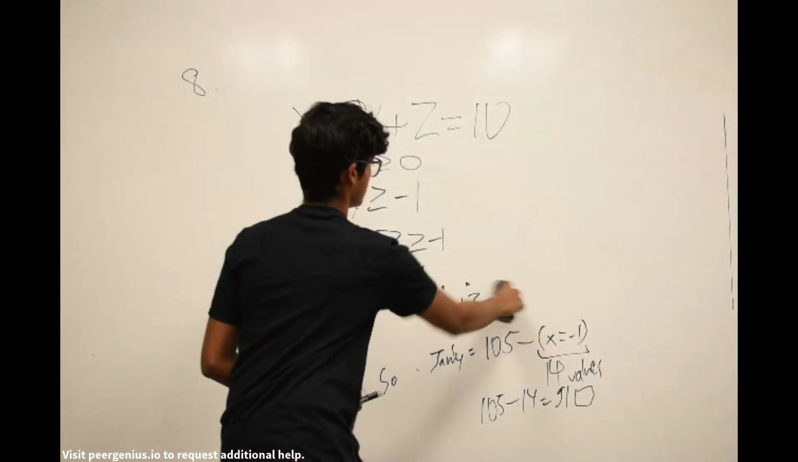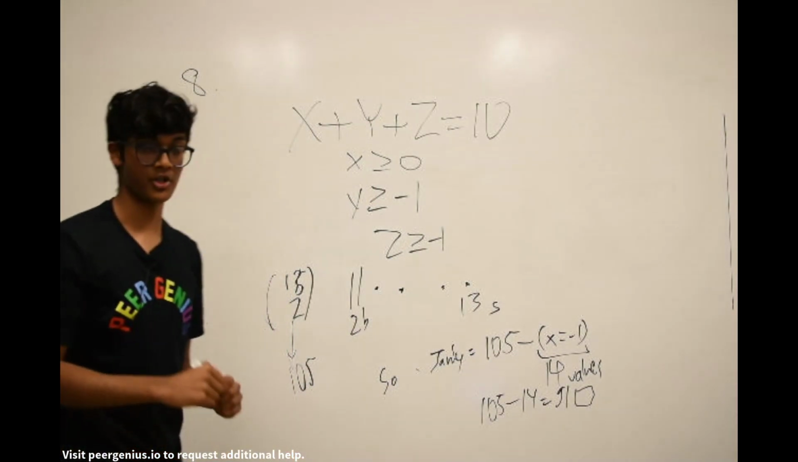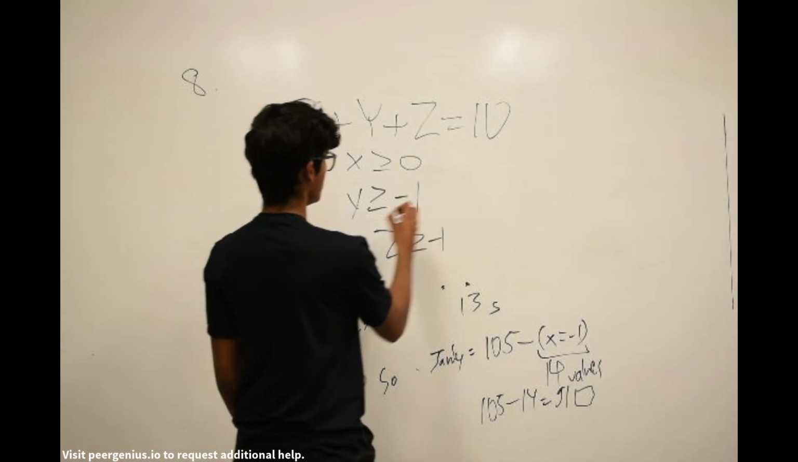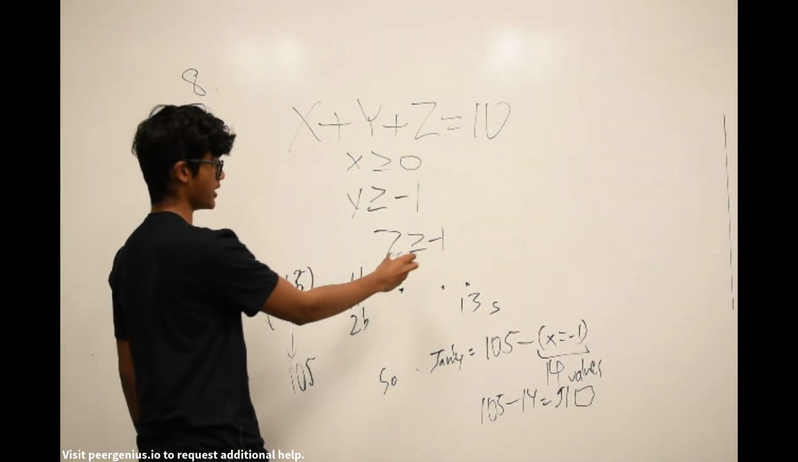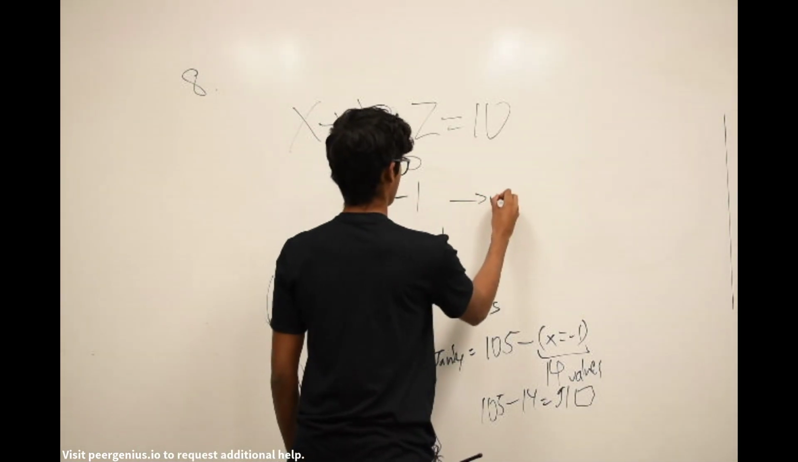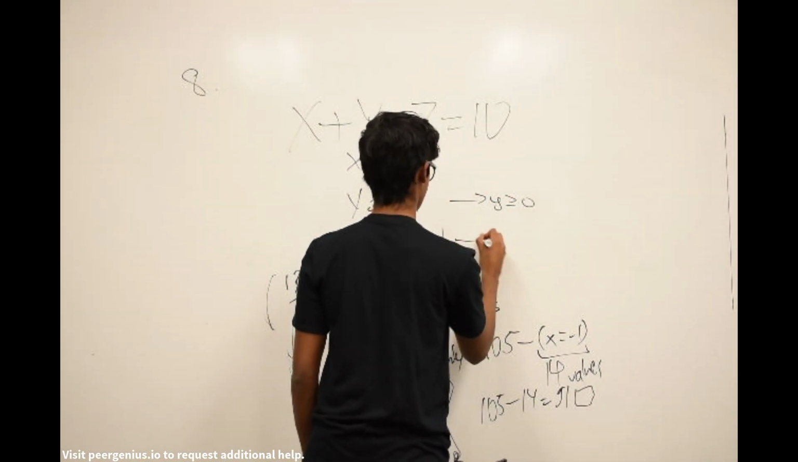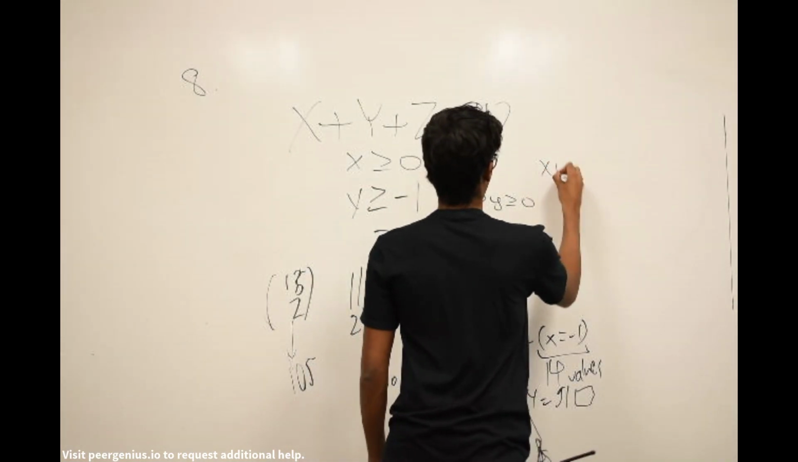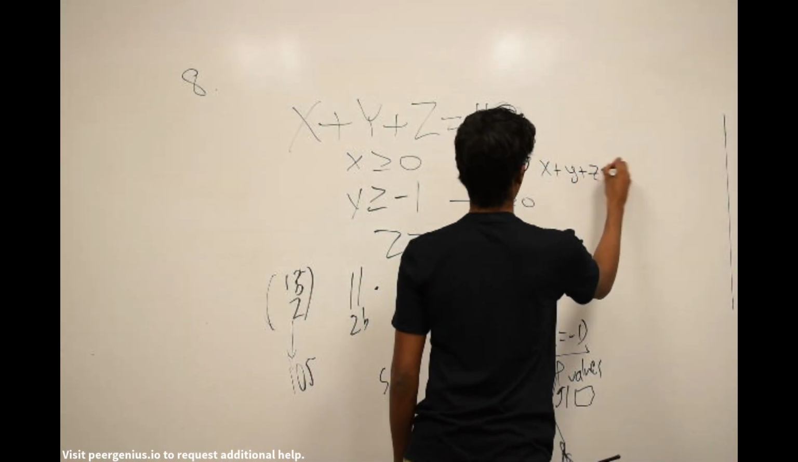Okay, so what he used was called stars and bars. That's what I'm also going to be using. So here, if you just add 1 to the y condition and add 1 to the z condition, you get y is greater than or equal to 0 and z is greater than or equal to 0. Which means x plus y plus z now equals 12.